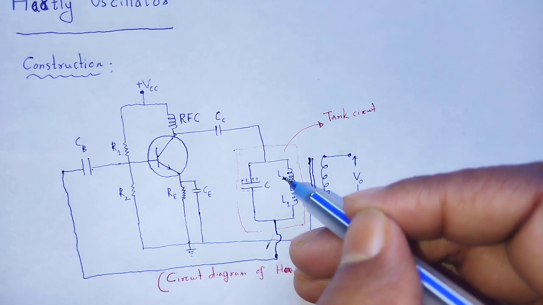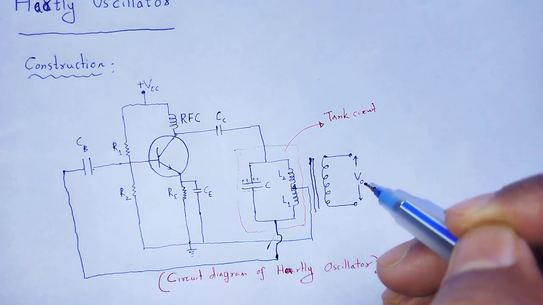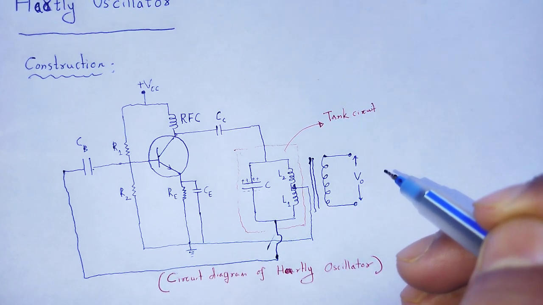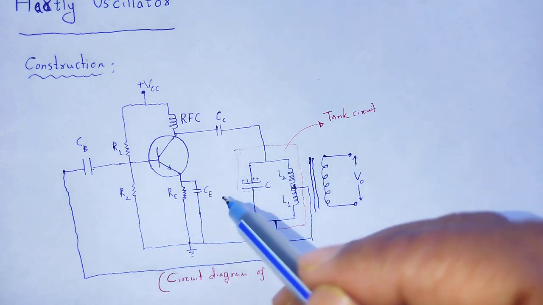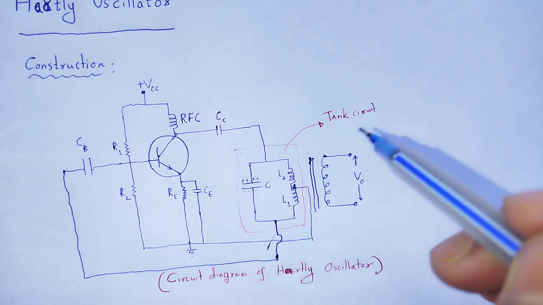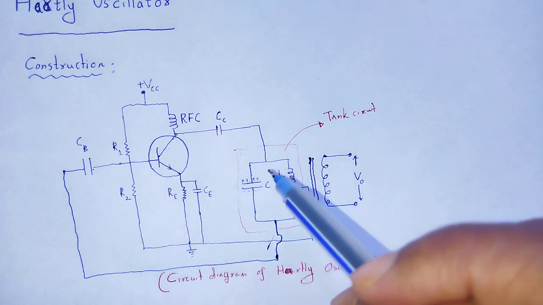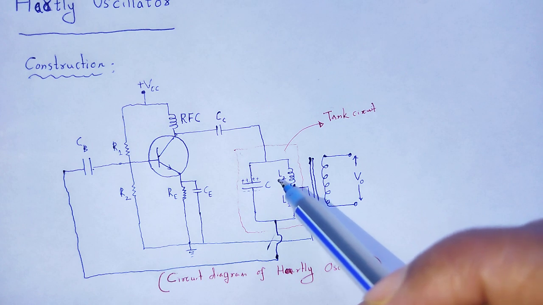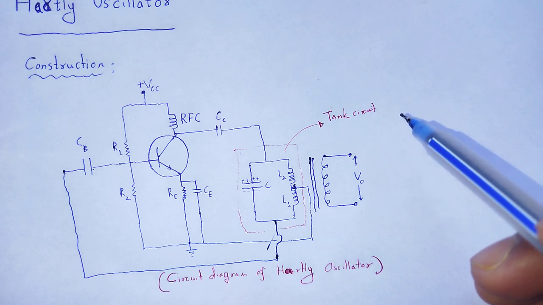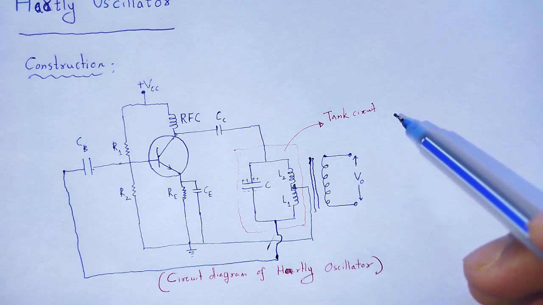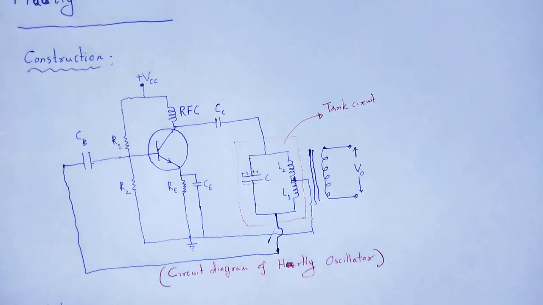As we arranged L1 and L2 as center tapped, it produces a phase shift of 180 degree. As a result, the overall phase shift throughout the loop is 360 degree: 180 degree phase shift due to the amplifier, 180 degree phase shift due to the tank circuit. Therefore, by using Barkhausen's criteria, we obtain sustained oscillations at output. The working we can understand easily.